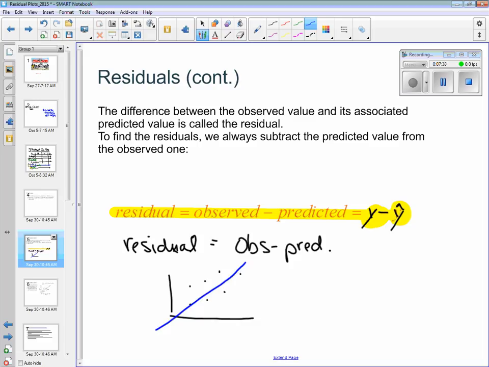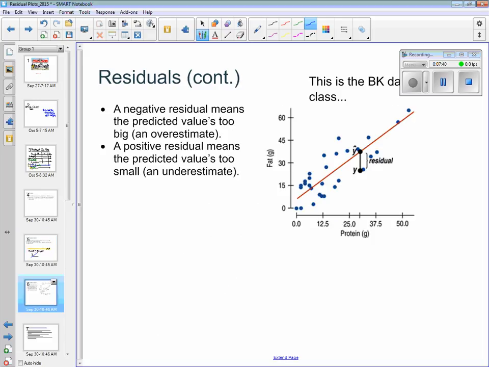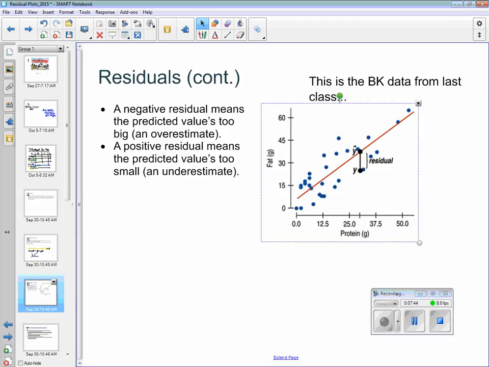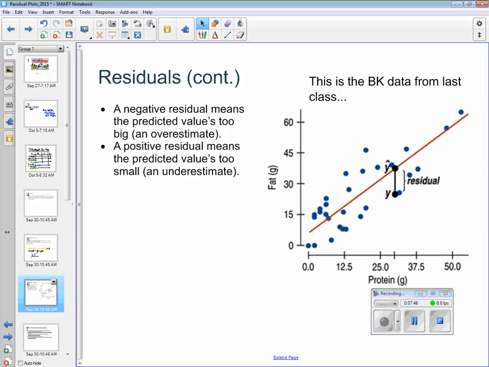So I'm going to show you a picture here, I'm going to try to make it a little bit bigger so we can see. But this picture really talks about what a residual is. I have a scatter plot of blue dots. This happens to be the Burger King data from last class where we talked about the protein versus the fat content on all the menu items. The red line is, in fact, the line of best fit, or the least squared regression line.